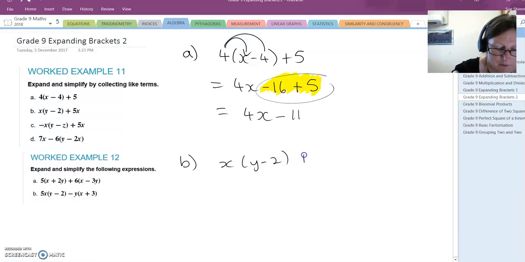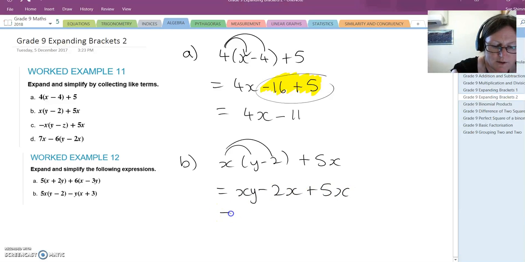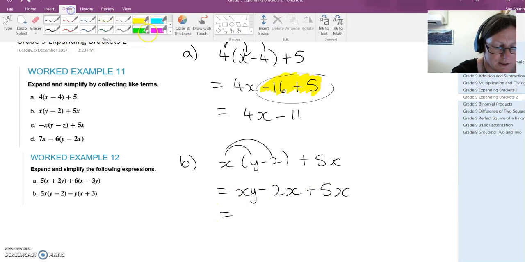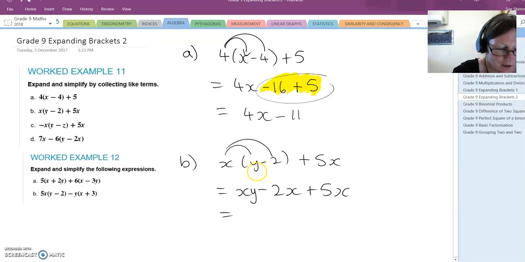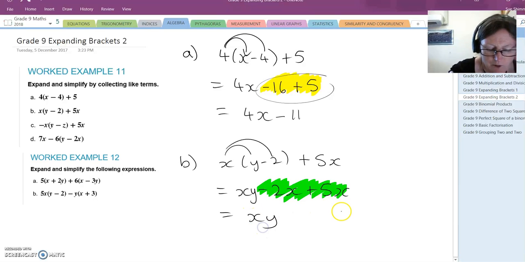So first step is expand my brackets, which is subtract 2x plus 5x. Then I'll look and see if there's any like terms to collect. Yep, these guys are like terms. They both have x in them, so I combine those like terms. So I write down my xy, and when I combine those like terms, I add 3x.